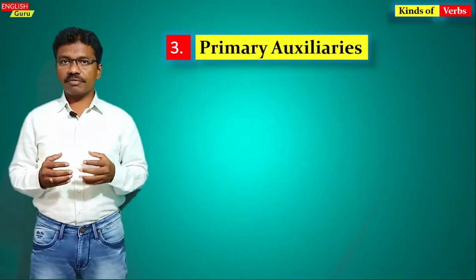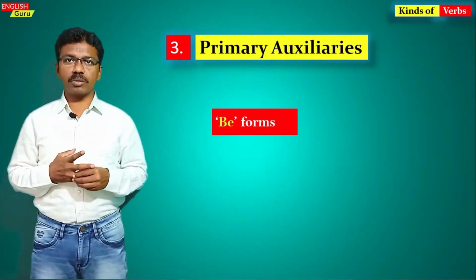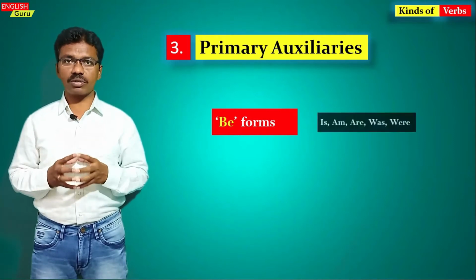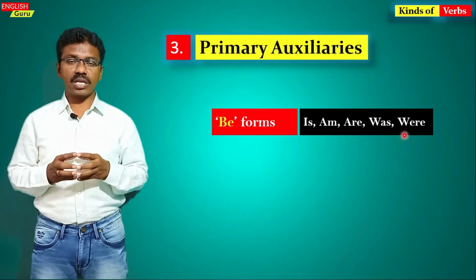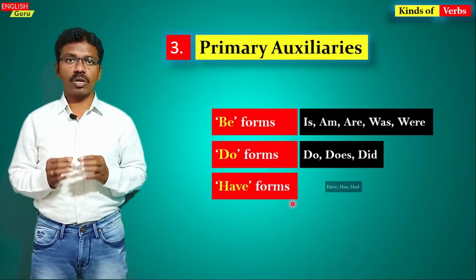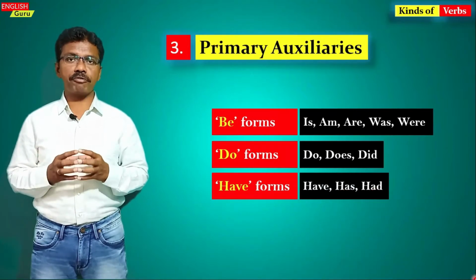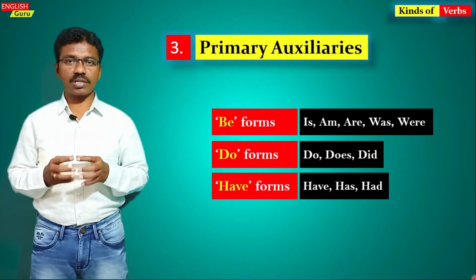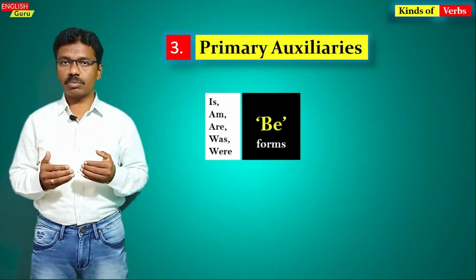The next category of verb is auxiliary verbs, that is primary auxiliaries, and we have three kinds of primary auxiliaries. Be forms: is, am, are, was, were. Do forms: do, does, did. Have forms: have, has, had. These are all the primary auxiliaries. We call them helping verbs also.